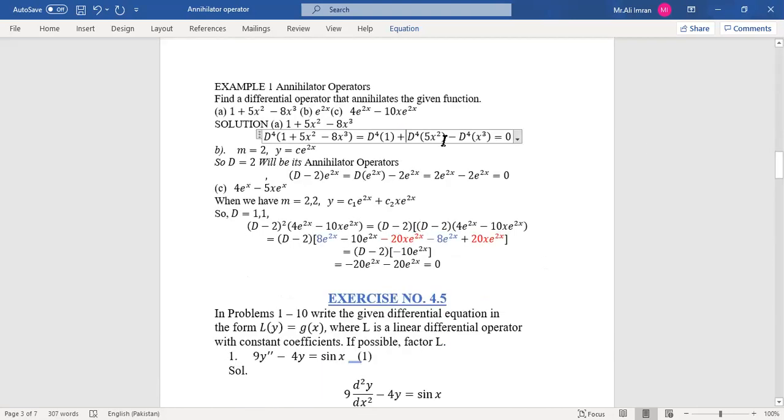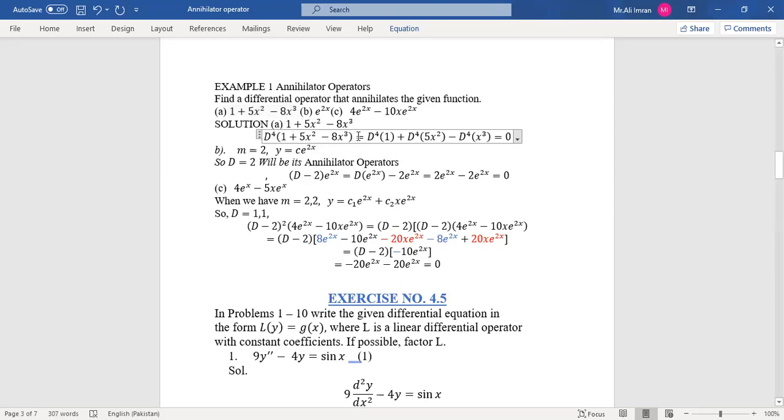Example: find a differential operator that annihilates the given function. First, we have 1 plus 5x squared minus 8x cubed. As I told you, if we have a variable x to the power 3, its annihilator operator will be one power greater than that. Here, for x^3, the annihilator operator will be D^4.